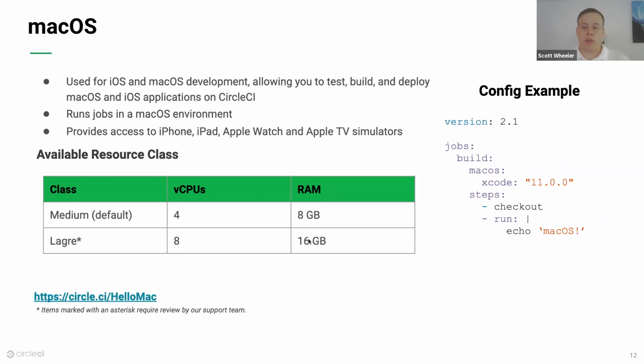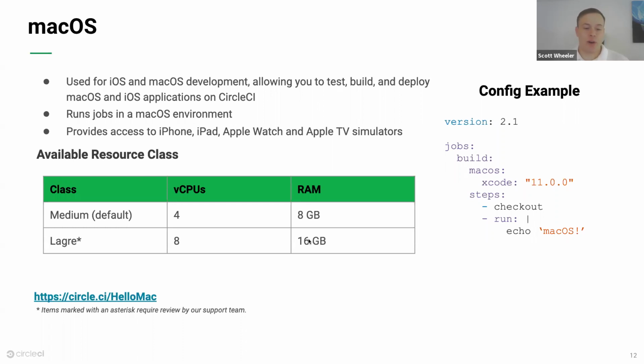The macOS executor is available for users who need to perform testing on iOS and macOS applications. The macOS executor provides access to iPhone, iPad, Apple Watch, and Apple TV simulators. There are 2 resource classes available for the macOS executor. However, the large is available by request. Please reach out to the support team if you need a larger instance of macOS.